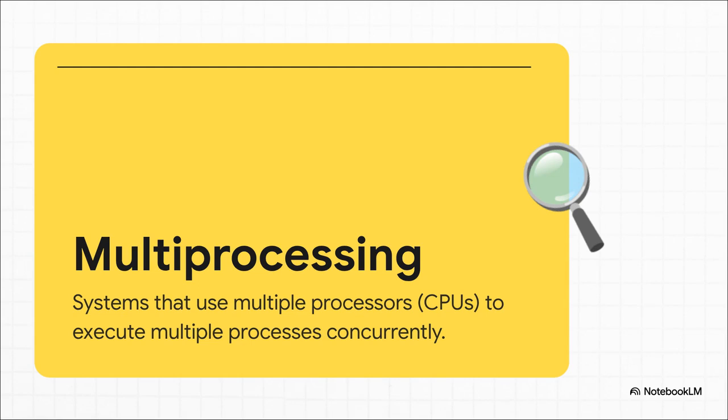The definition is simple, but the implication is absolutely huge. The game changer is that phrase, multiple processors. We're not talking about one CPU faking it anymore. We are talking about having 2, 4, 8, or even more CPUs, each one running a different process at the exact same time. This is true parallel power.